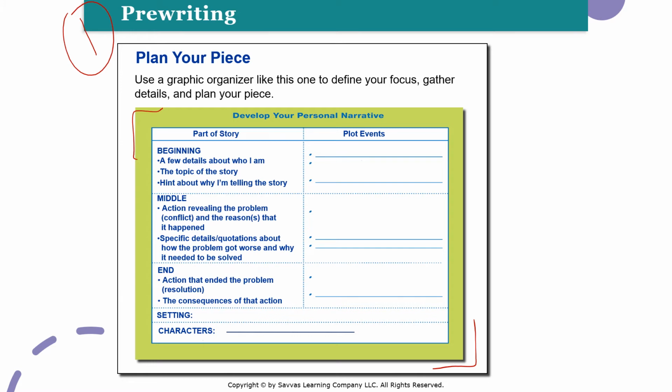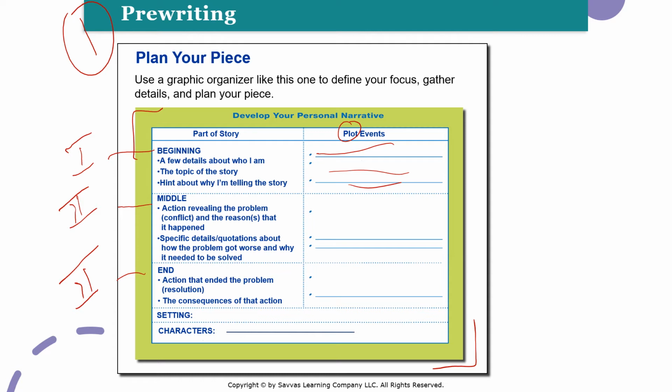The story is mainly divided into 3 parts. The first one, the second one, and the last one, the end. All right. So here we have got the plot. The plot, we start with the beginning. What should we do? A few details about who I am. I write them down, a sentence, a topic of the story I would like to focus on, and a hint about why I am telling this story. Just a hint, and also to trigger the reader.